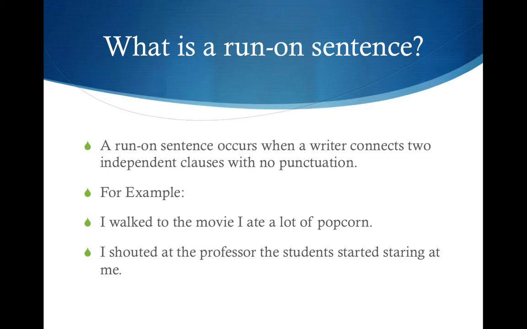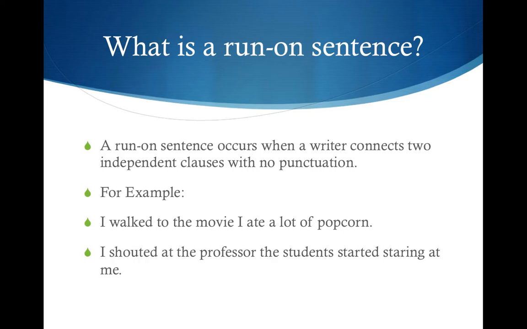So the next example with a common mistake is: I shouted at the professor the students started staring at me. So again, you can see that we have two independent clauses here and they're not connected with any form of punctuation. So again, this is a common mistake known as a run-on sentence. And also just to give you another name that you may come across for a run-on sentence, it's also called a fused sentence. I believe it's called a fused sentence because you have two independent clauses which are put together with no punctuation at all.